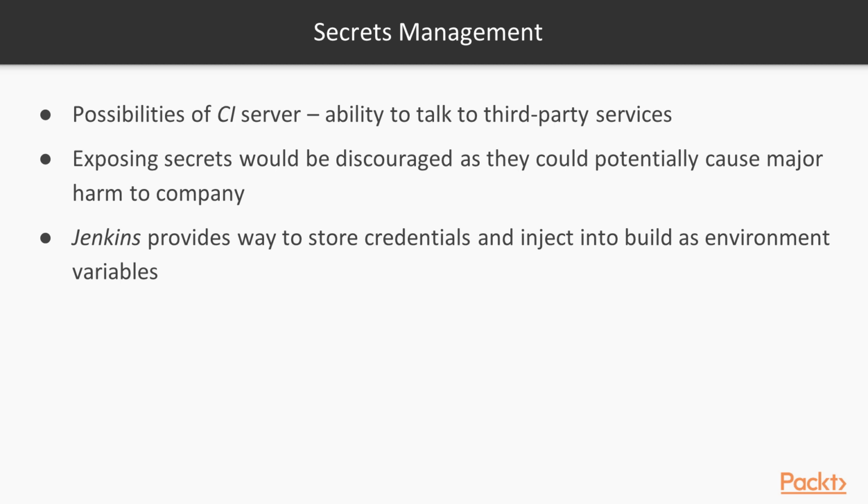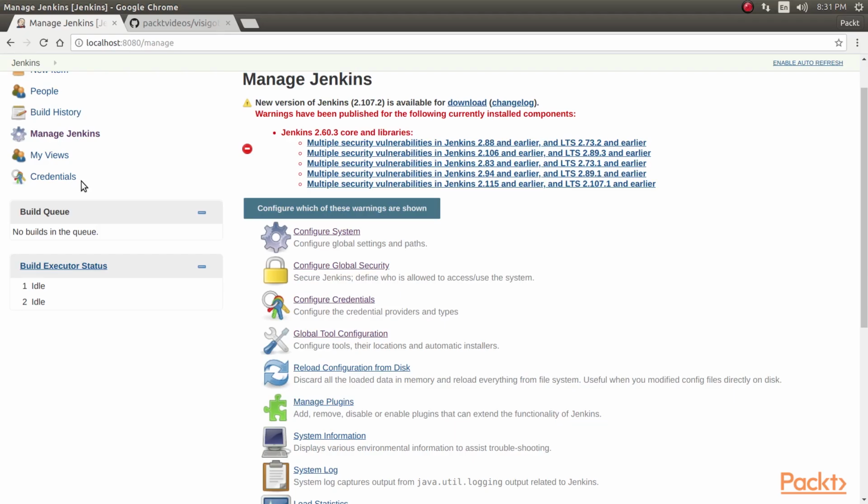Jenkins handles this in a very simple way. It provides a way to store credentials in a safe way that can be injected into the build as environment variables so that we can work with them. Let's look at some examples.